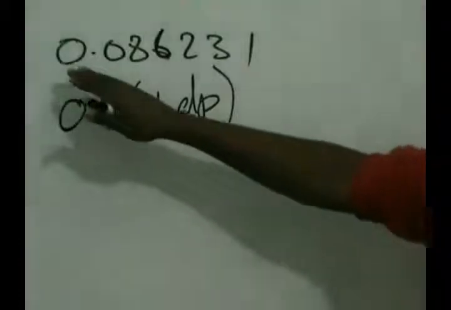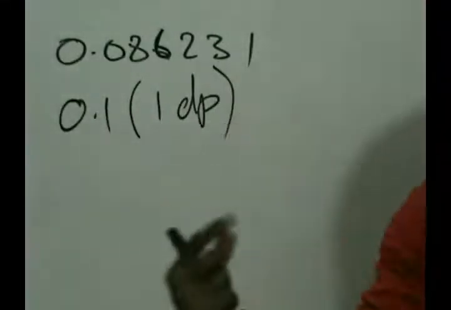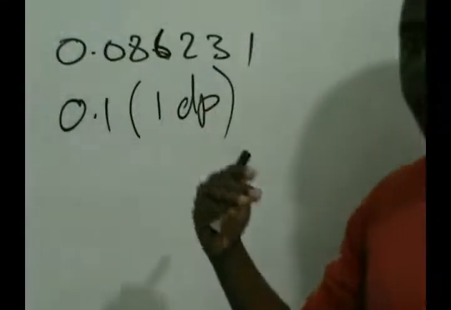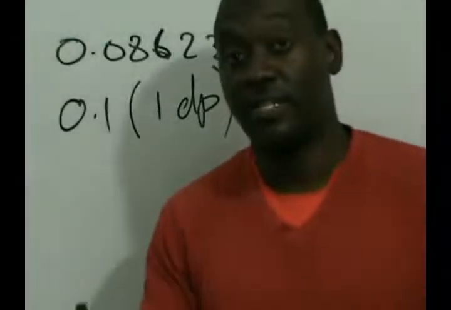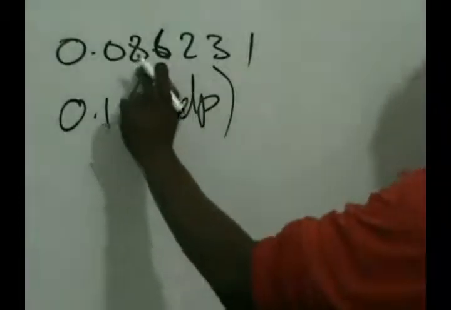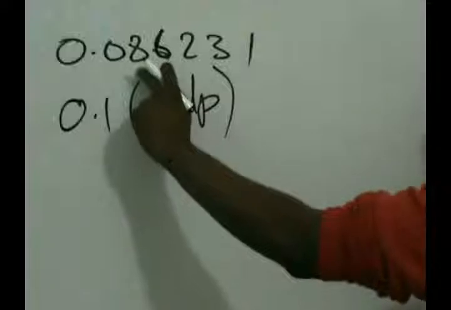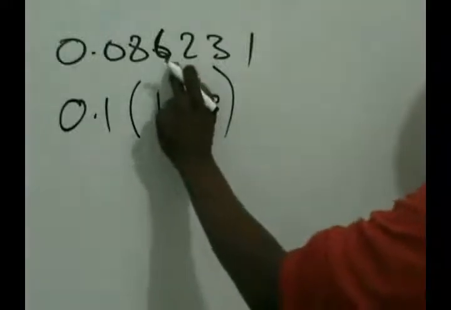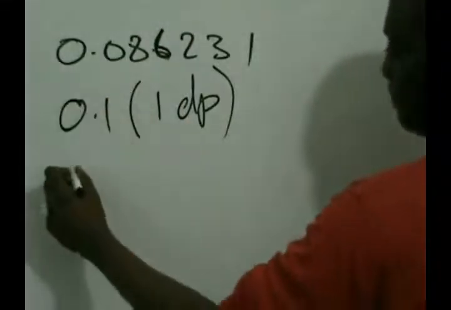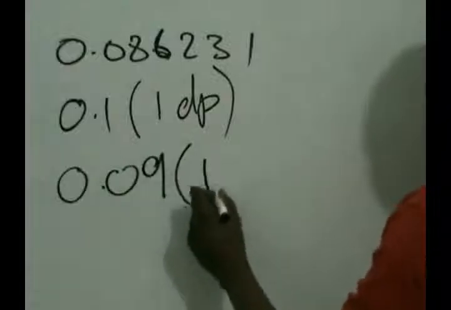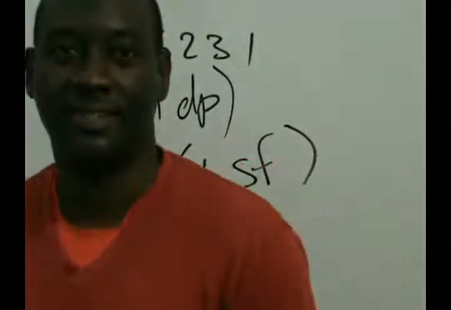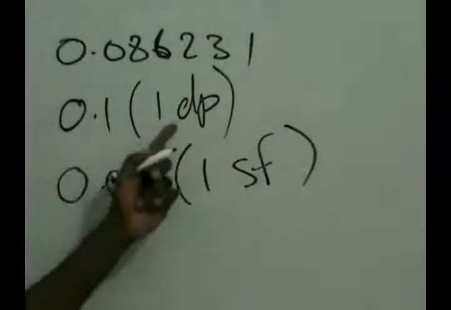And if we want to express this number to one significant figure, your first significant figure will be the 8 here, not the 0, because remember, your first significant figure is your first non-zero integer. Our first non-zero integer here is the 8, so your 8 here will be your first significant figure. 8 followed by a 6. Because this 6 is greater than 5, we have to change this 8 to 9. So this would be 0.09 to one significant figure. Note the difference. 0.1, 0.09.